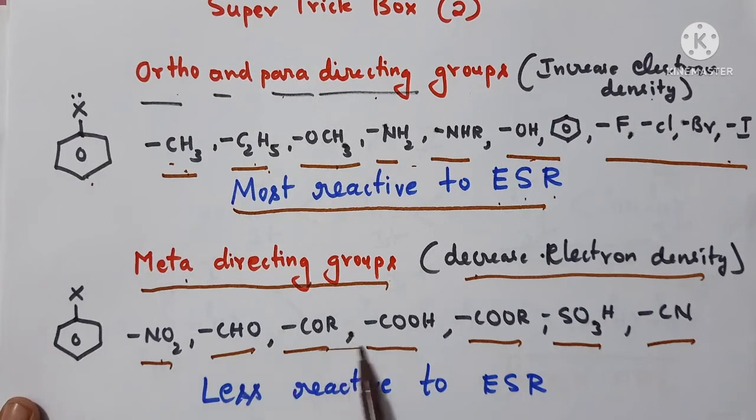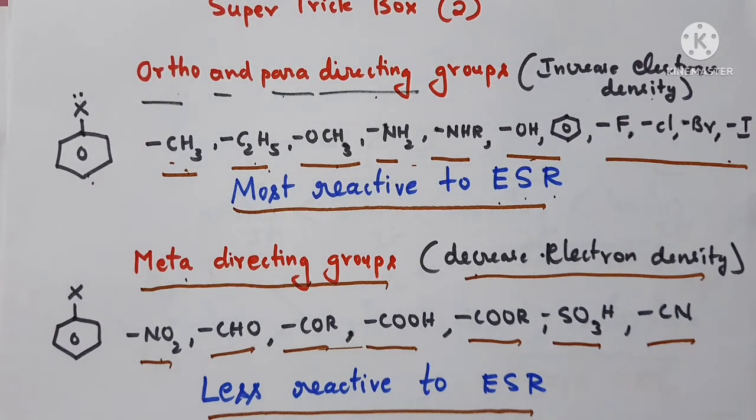Because these are meta-directing groups, when they are present on the benzene, they will be very less reactive towards electrophilic substitution reaction. Very, very, very important, children. You can take a screenshot of it, and now straight away we'll make use of these two boxes and solve the previous year's question paper.